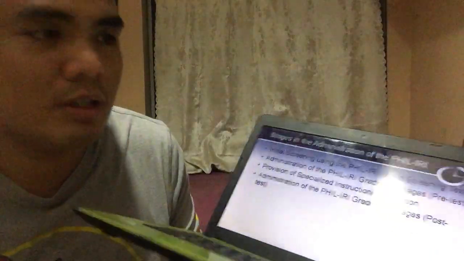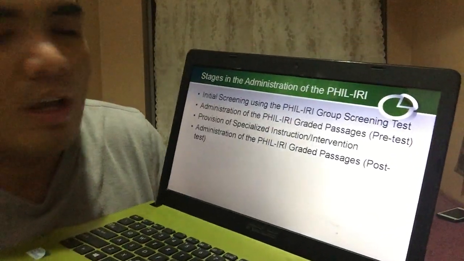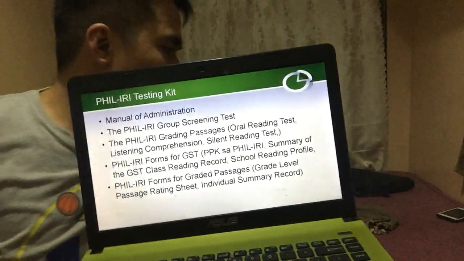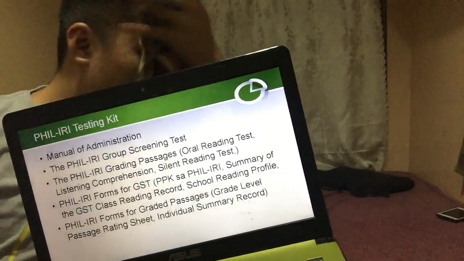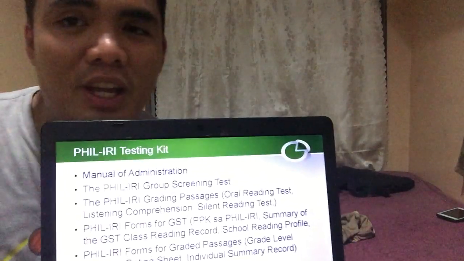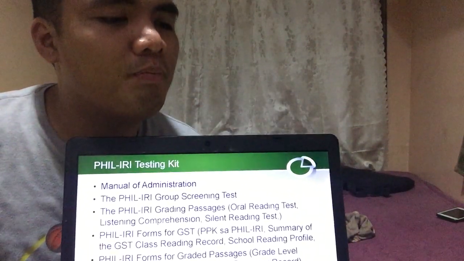On to the presentation. We have the stages in administration, like what I mentioned. What are the materials that you will be needing? First is of course the PHIL-IRI testing kit. This is what is typically contained in your testing kit.